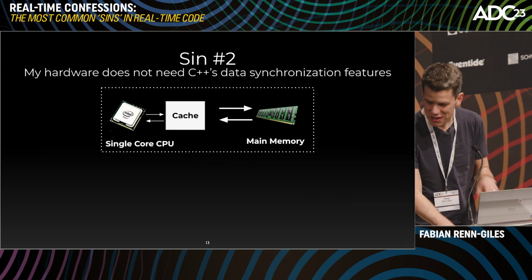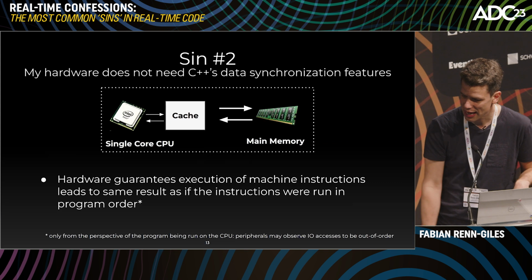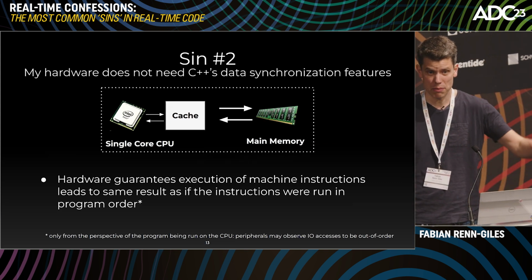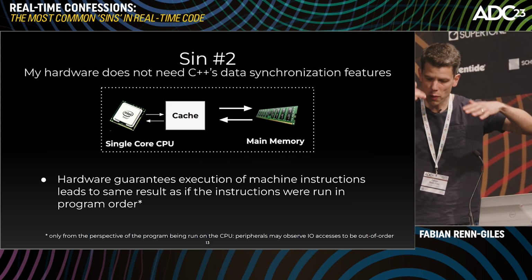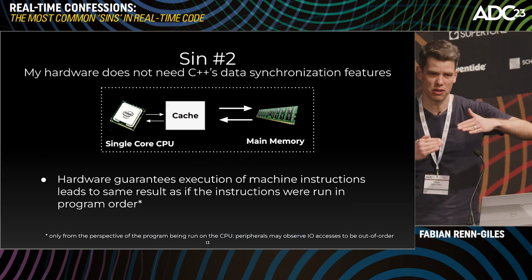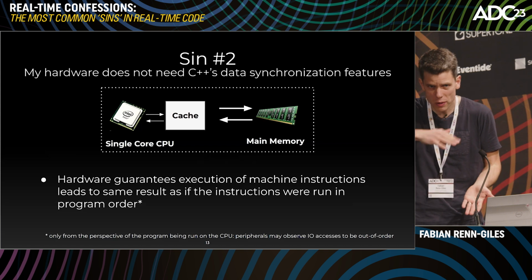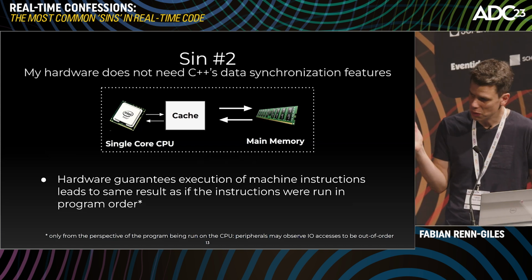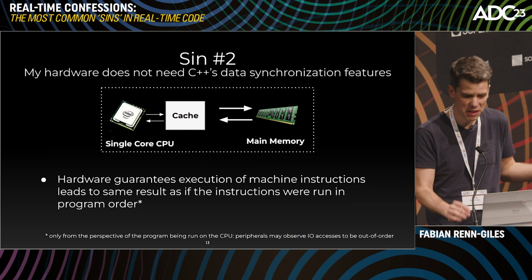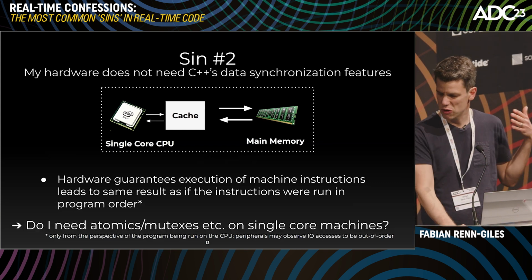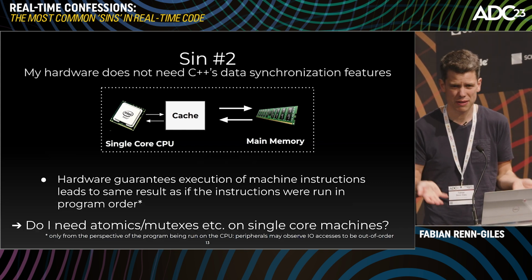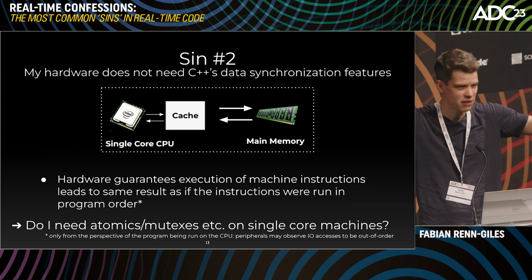So why did I say that? Even if you have a single core CPU, and even if you have a cache, the hardware guarantees that machine instructions are always executed as if they were written in order. So when you're running on a single core machine, those instructions are always executed in order. So why can there be data races? Do I really need atomics and mutexes on a single core machine? Or you could change this in a bunch of variations.